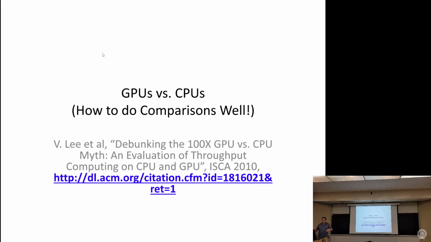Okay, so how many people read this paper? Good, most of you read it, excellent. Okay, let's see. Any overall thoughts? Anybody like it? Anybody really dislike it?